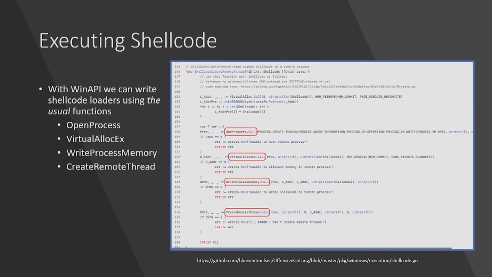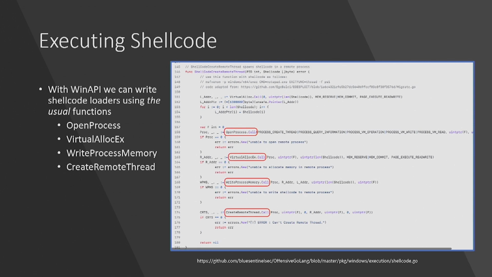Now, on this slide, I provide an example of executing shellcode. What this is doing is leveraging WinAPI calls, including OpenProcess, VirtualAllocEx, WriteProcessMemory, and CreateRemoteThread. This is a very vanilla way of injecting shellcode into memory. Notice that I have a URL pointing to this code. That is just one example. At that URL, I have 3 additional examples, all showing how you can inject shellcode into memory using Go.